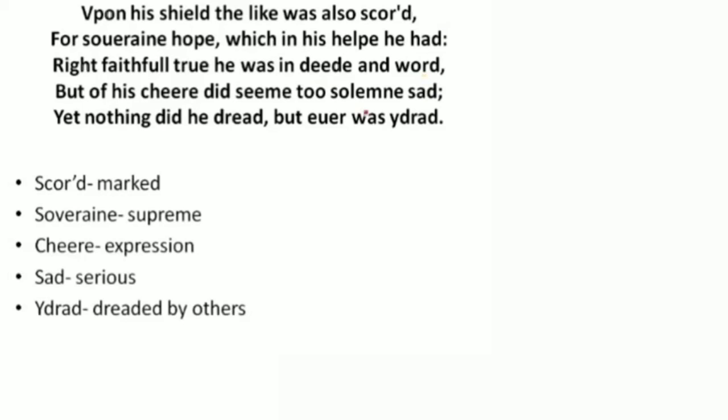But of his cheer did seem too solemn sad, but his appearance, his expression, that appeared to be very serious, sad. Yet nothing did he dread. He was not afraid of anything, he did not fear anything, but ever was ye dread. He was dreaded by others. Others were afraid of him. He was never afraid of anyone, but others were afraid of him.